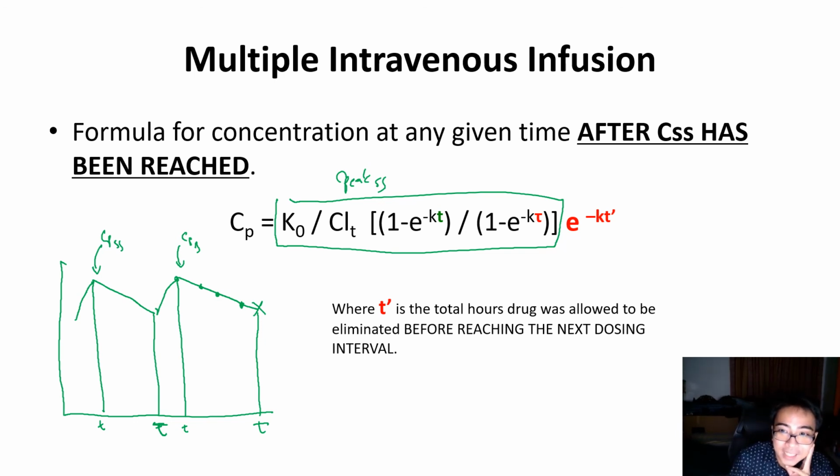Anyway, so class, e to the negative K T prime. Ako lang nilagyan ng T prime para hindi tayo malito sa T lang, which is the infusion time, and then the tau, which is the dosing interval. So T prime na yan is the total amount of time I allowed the drug to eliminate after reaching the peak. Okay, and then this T prime is usually before the next dosing interval. Alright?